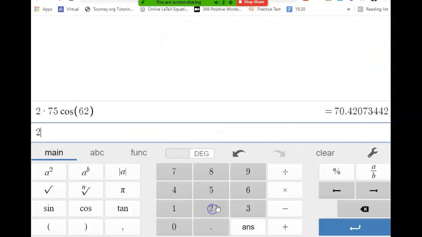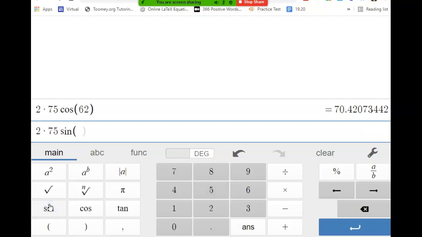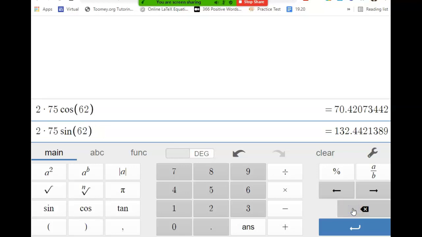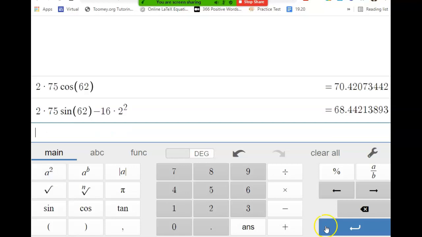So I'm going to get 2 times 75 times the sine of 62. Ooh, I don't need 2 of those. Then, what am I doing? Minus 16 times 2 squared. Bam. There's my vertical distance.